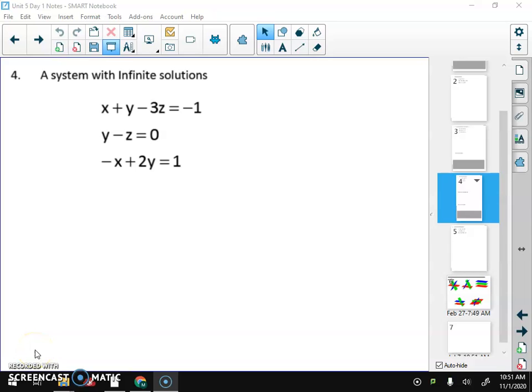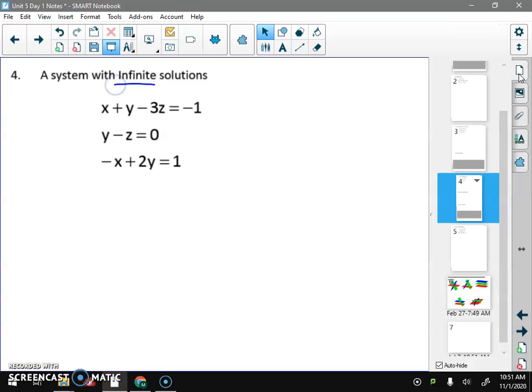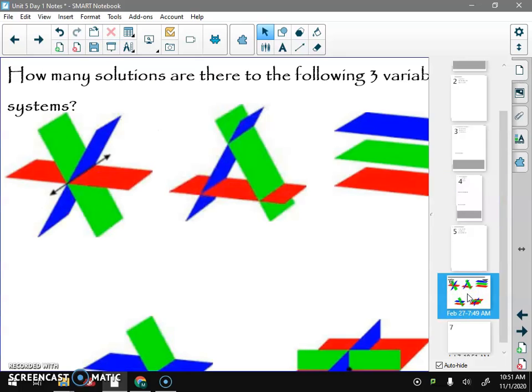Hi guys, to continue on day one, we didn't get finished with example number 4. It's one of those special cases where there's an infinite number of solutions. If we wanted to look at a visual, it's that paddle wheel idea. So it's this example right here.